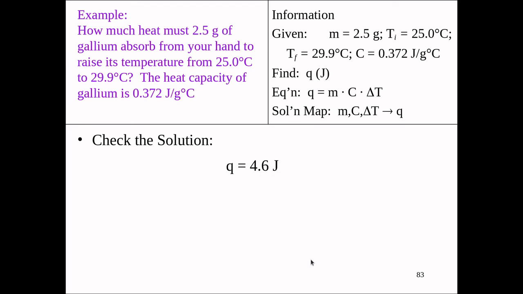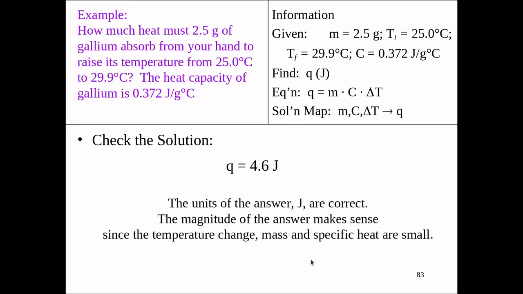Now let's check our solution. So we said that Q is equal to 4.6 joules. We got the right units. We wanted joules, okay? The magnitude of the answer makes sense since the temperature change, mass, and specific heat are all small, right? We don't have a whole lot of gallium. We're not raising its temperature a lot, and gallium has a fairly small value, less than 1 here, where we know water, for instance, would be at a 4. This is almost 1/10 of the specific heat of water.